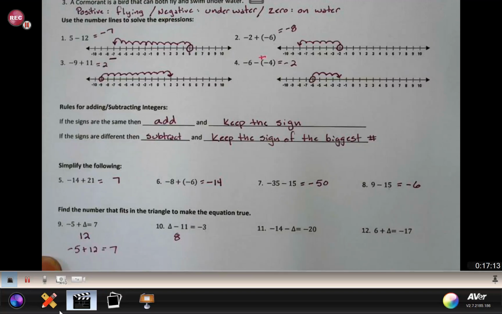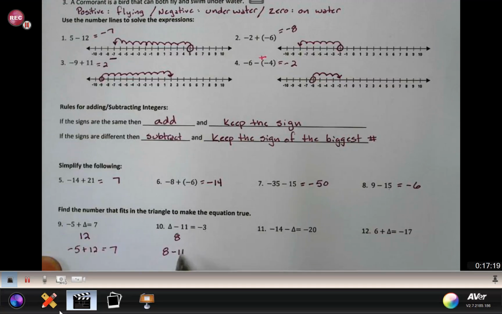8 minus 11 is negative 3, and I'm going to prove it just to make sure it works. 8 minus 11, they're different signs, so I subtract them. The difference is 3. And since 11's bigger, it's a negative 3 right there.